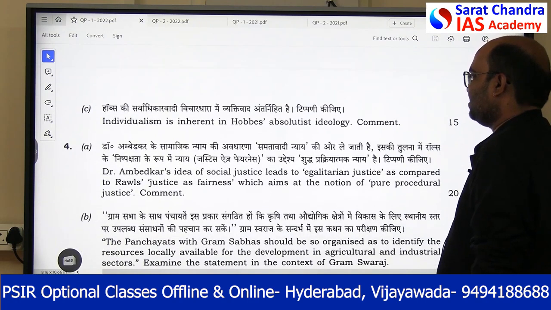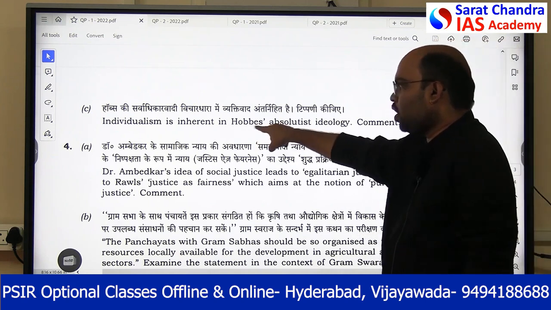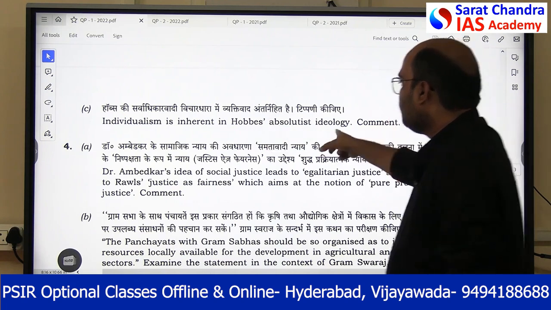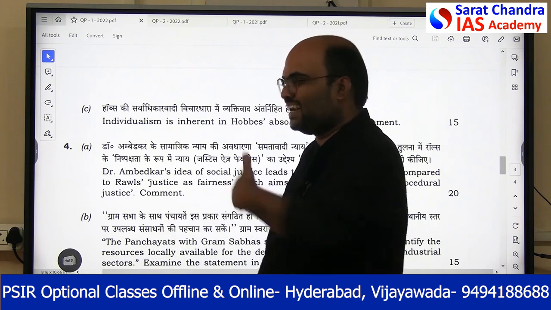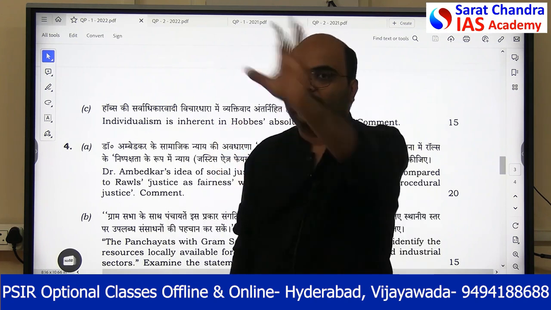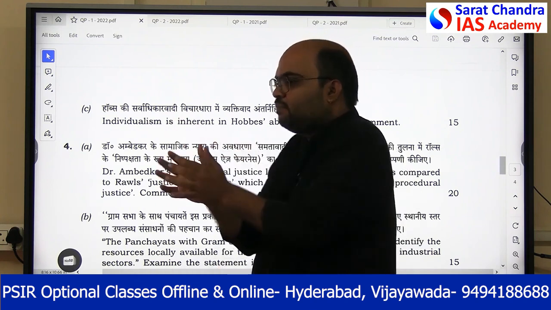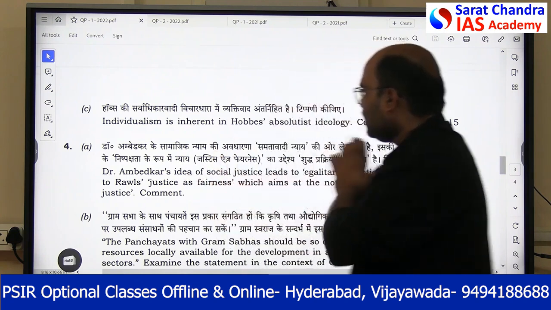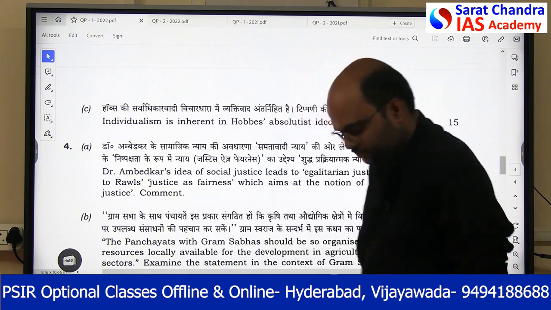Individualism is inherent in Hobbes' absolutist ideology. We study Hobbes as a political philosopher, and in Hobbes' ideology there is the concept of freedom and individualism. We do not have to present the entire ideology of Hobbes, only give the background and introduction to Hobbes' ideas, and then what is the place of individualism in these ideologies? We give the answer. Next one.